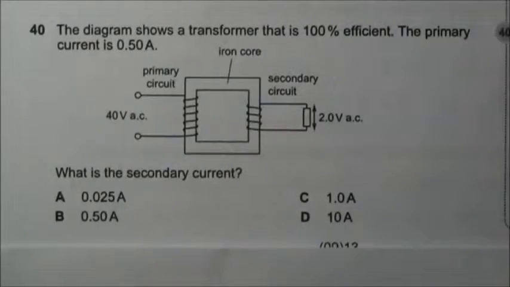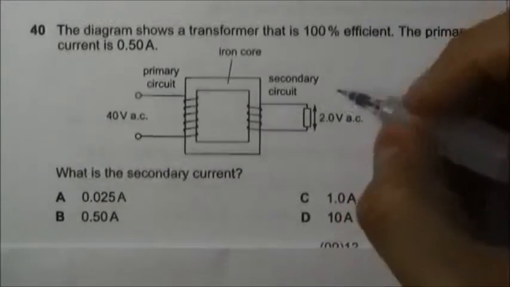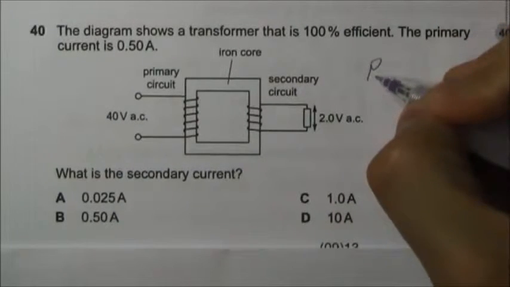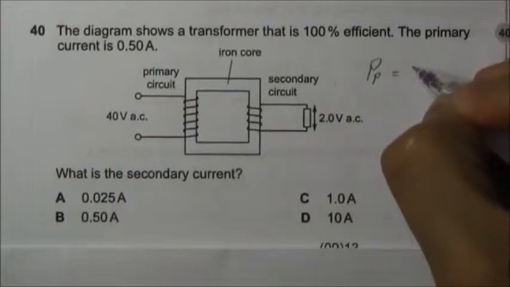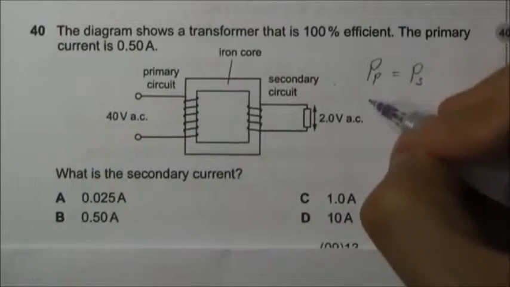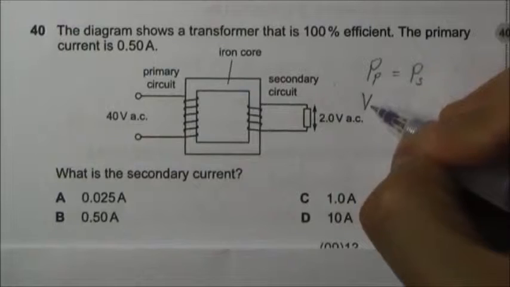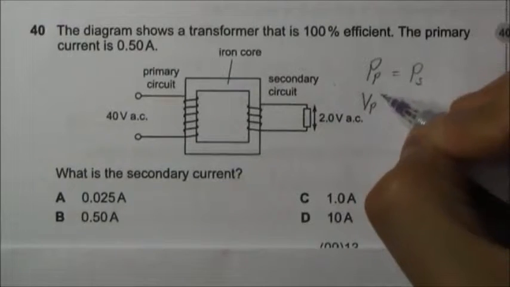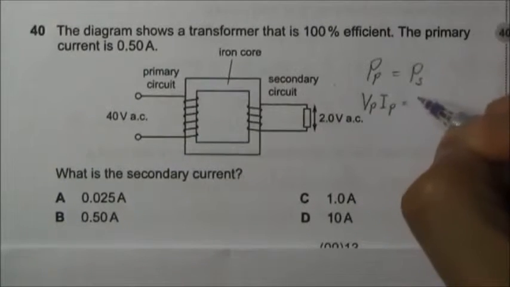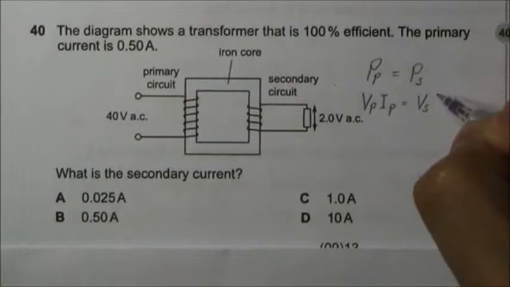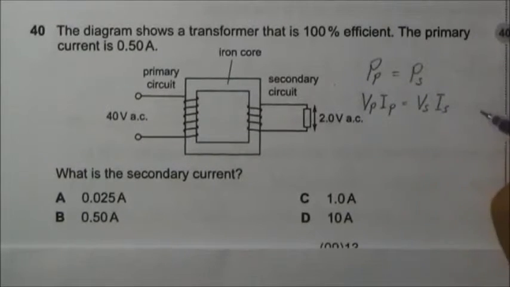Okay, since the transformer is 100% efficient, that means the power in the secondary coil is equal to the power in the primary coil. So voltage in the primary coil multiplied by the current in the primary coil is equal to the voltage in the secondary coil multiplied by the current in the secondary coil.